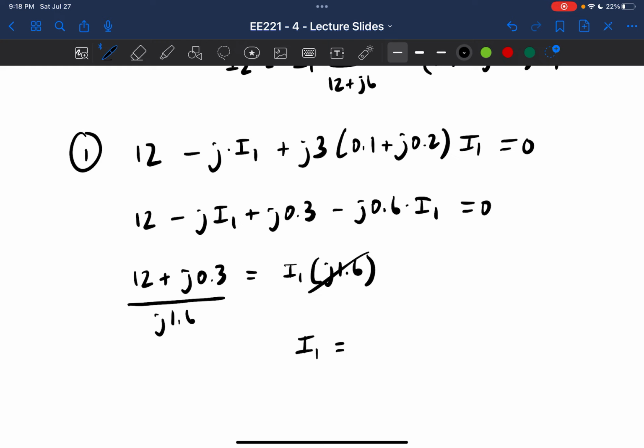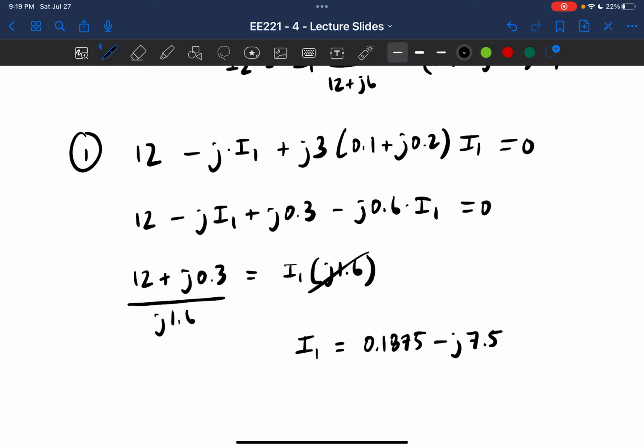So let's see what that gives me. 12 plus basically 0.3 times I, and I divide by 1.6 times I. I get 0.1875 minus J 7.5. This doesn't sound great, but let me just throw this into my calculator and see what the phasor comes out to and see if it matches for I1.